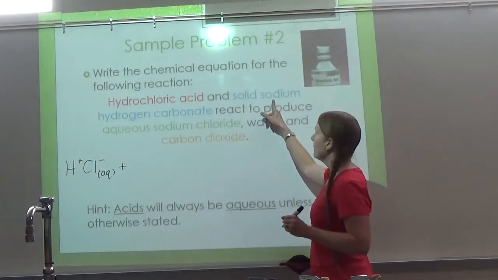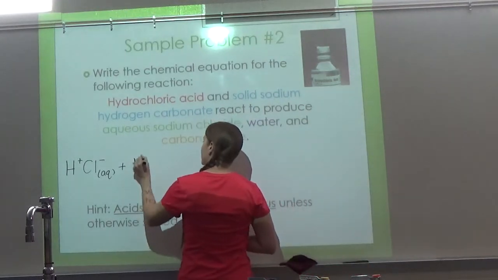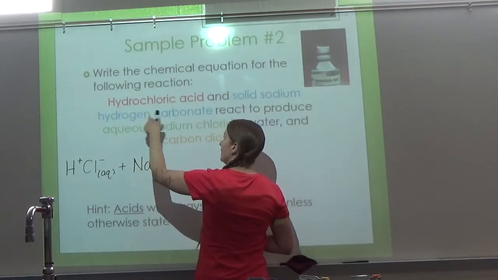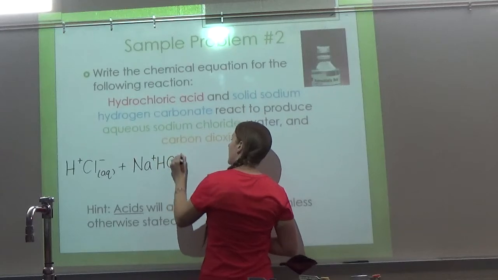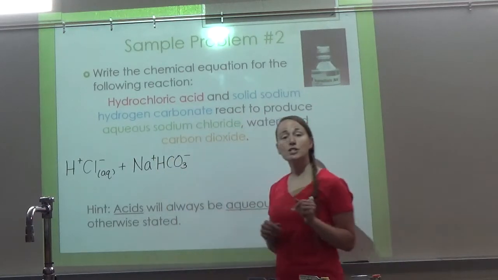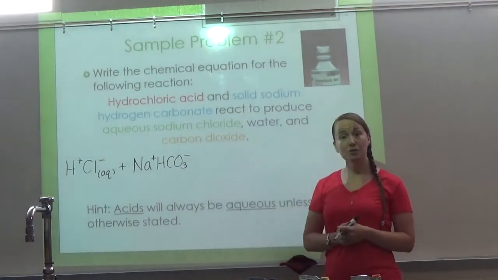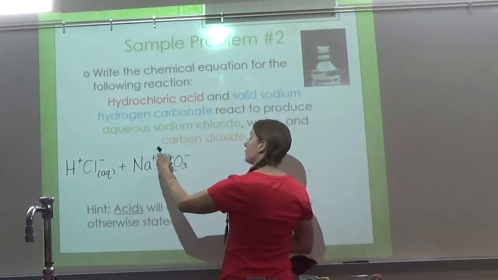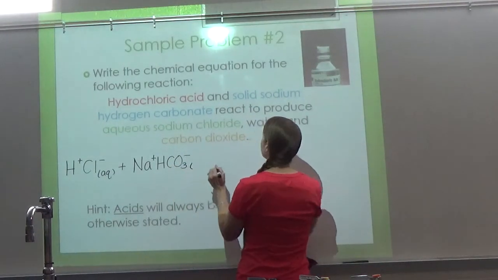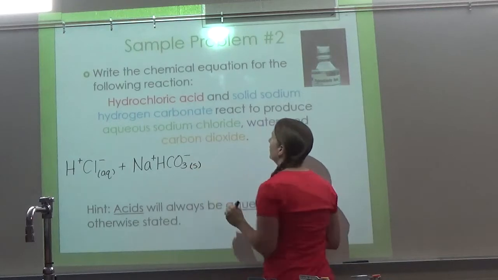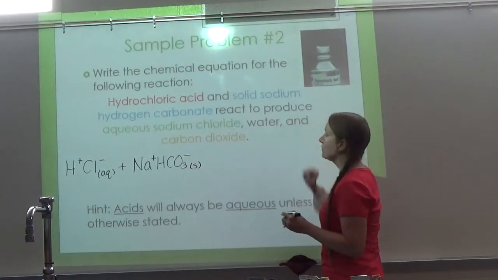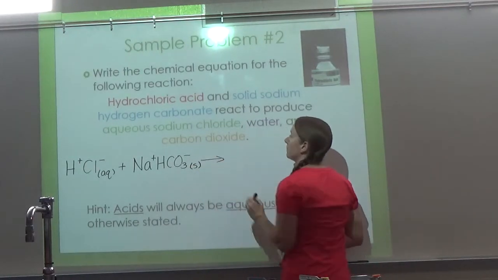And so I put my plus, solid sodium hydrogen carbonate. All right, so I've got to write my formula. Sodium's Na, positive 1. Hydrogen carbonate is a polyatomic ion. It'll be on your polyatomic ion sheet. It is HCO3, negative 1. Positive 1 and negative 1 cancel, so I just put my state of matter and it told me it's solid. Then it said react to produce. So that's where my arrow is.